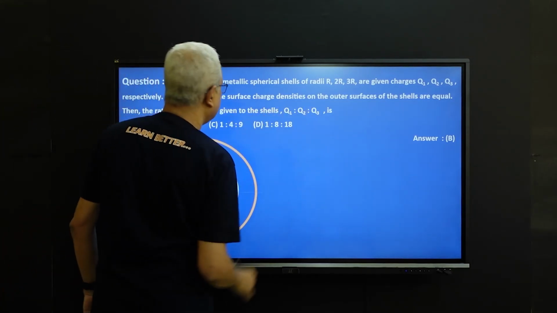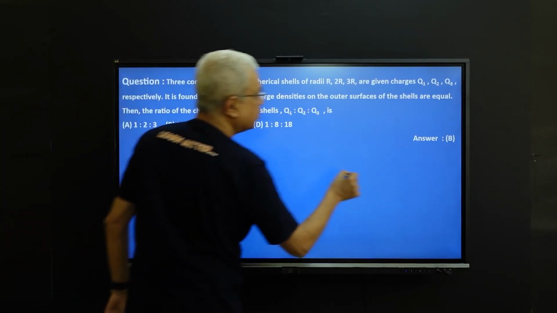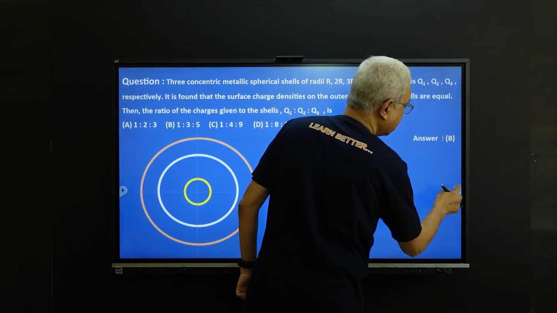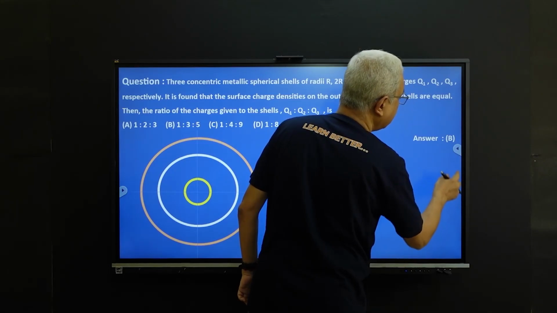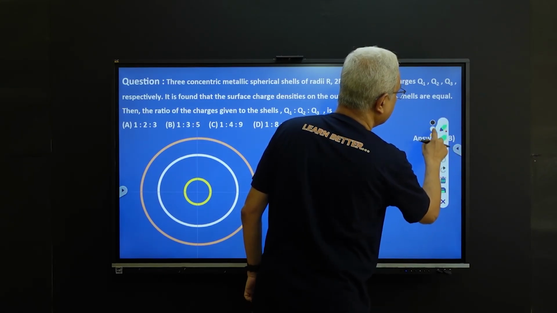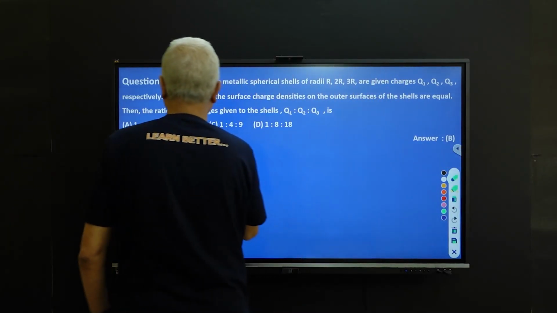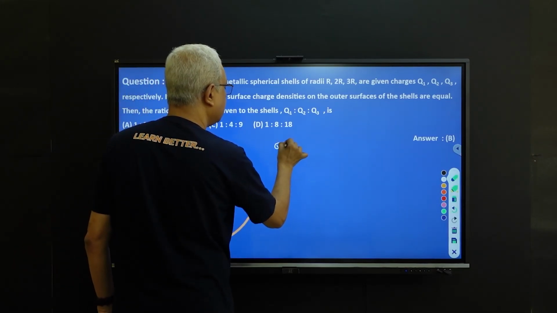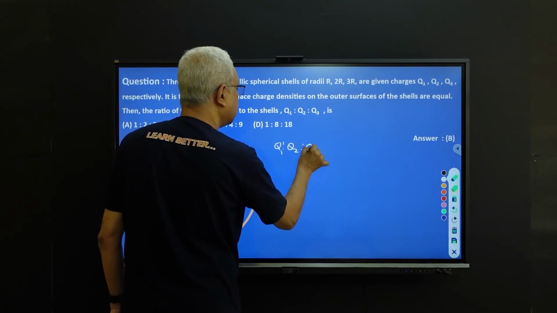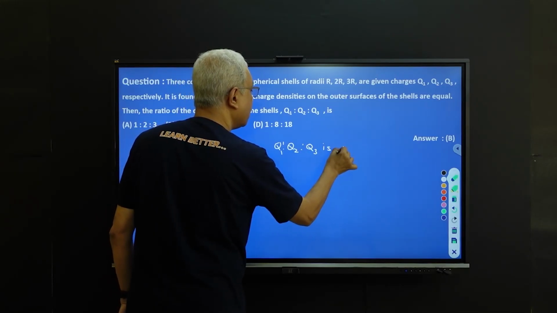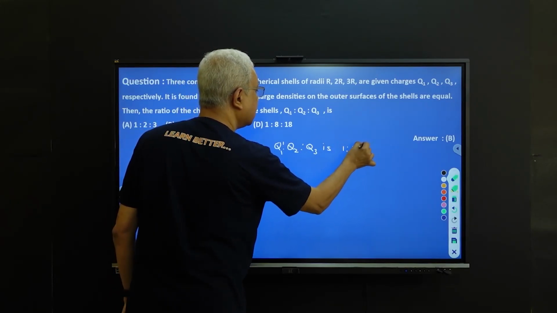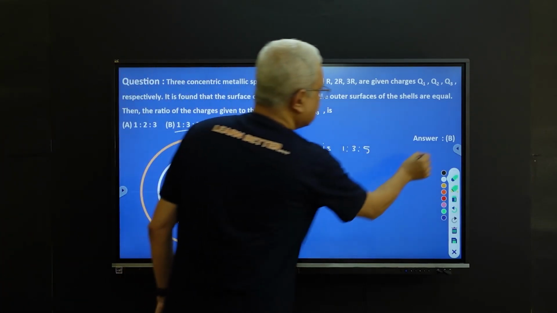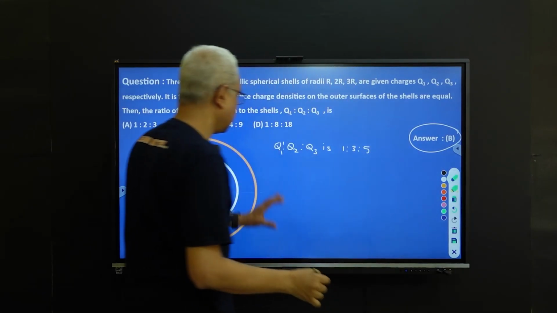Q1 is to Q2 is to Q3 is equal to what we have found over there: 1 is to 3 is to 5. So this option B is the correct answer.